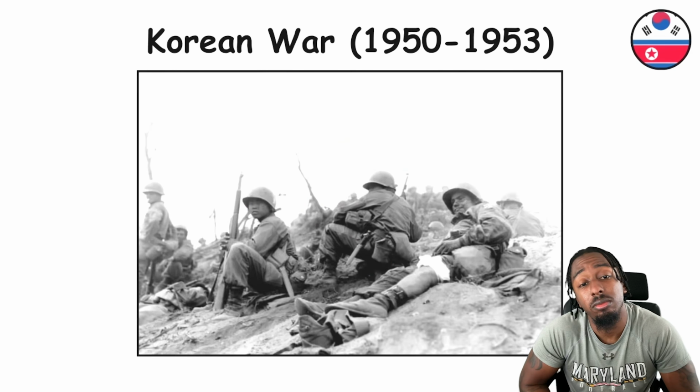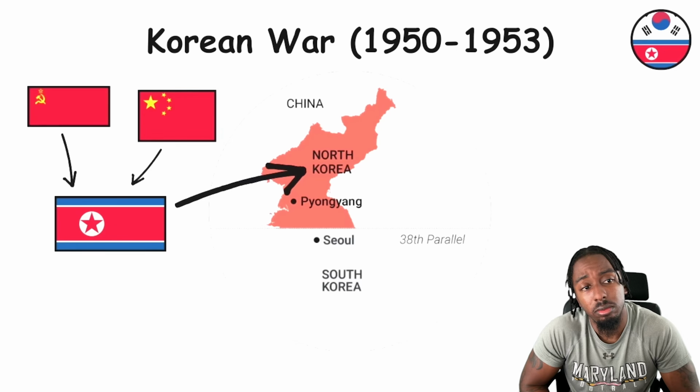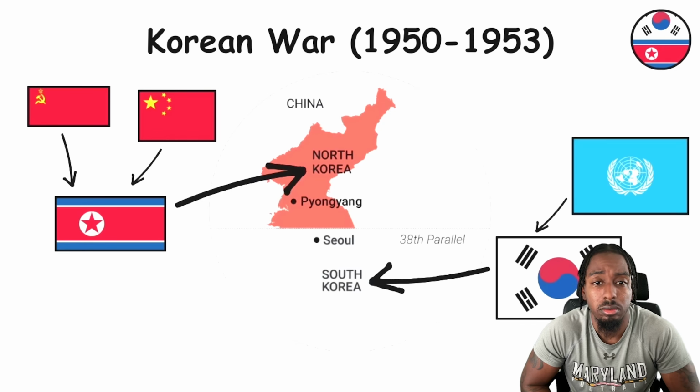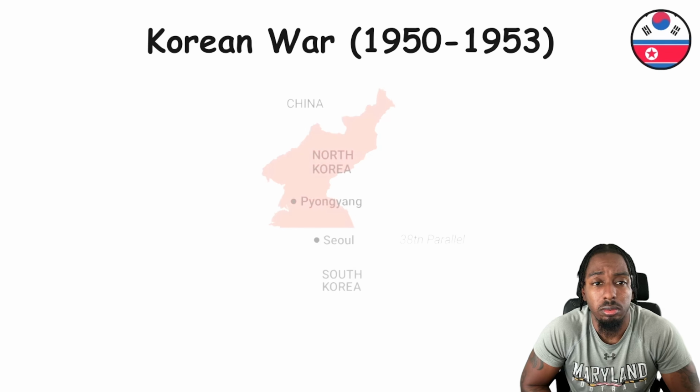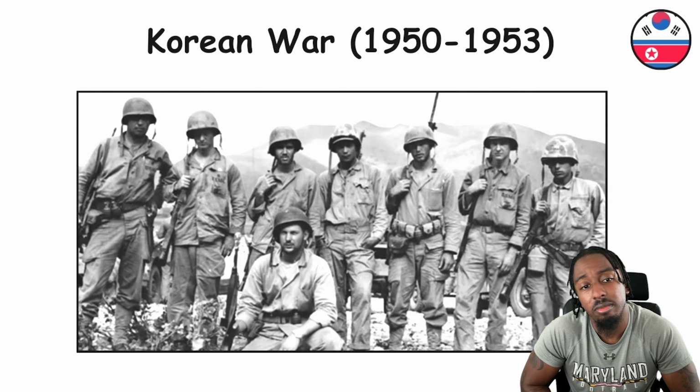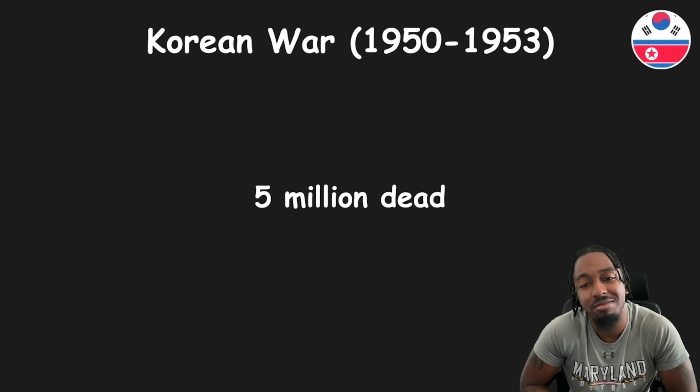Korean War. It took place on the Korean Peninsula between North Korea, supported by China and the Soviet Union, and South Korea, supported by the United Nations, primarily the United States. It started when North Korea invaded South Korea, aiming to unify the peninsula under communist rule. The United Nations intervened to support South Korea. The war ended in an armistice agreement rather than a peace treaty, leaving Korea divided. It resulted in the deaths of over 5 million people.